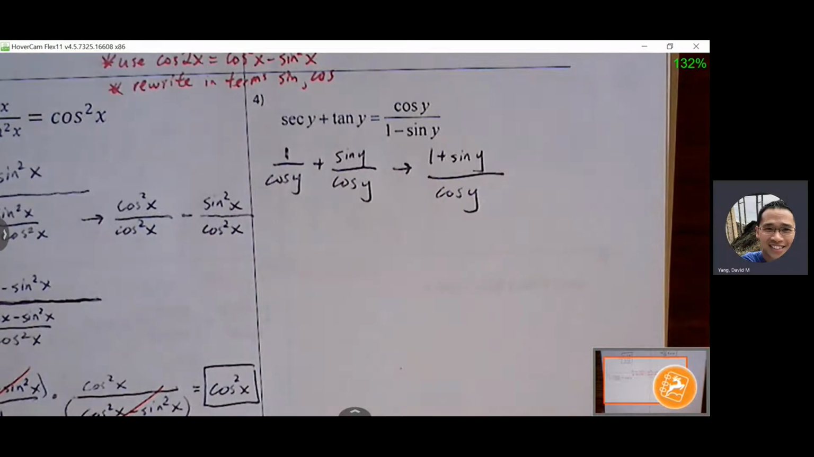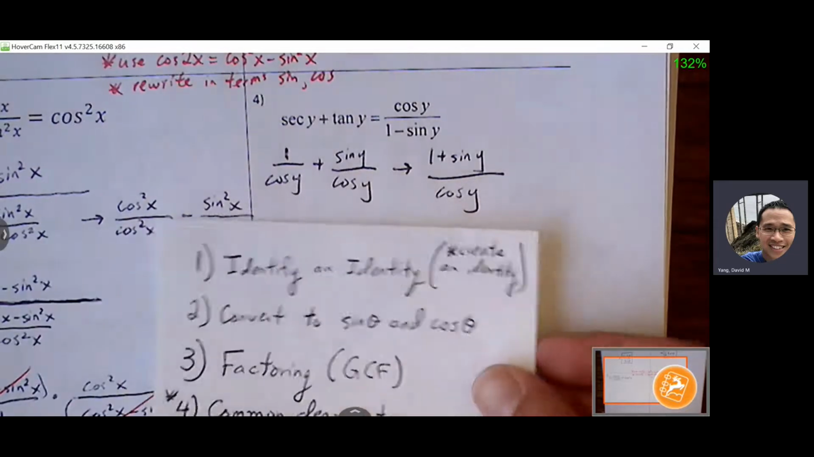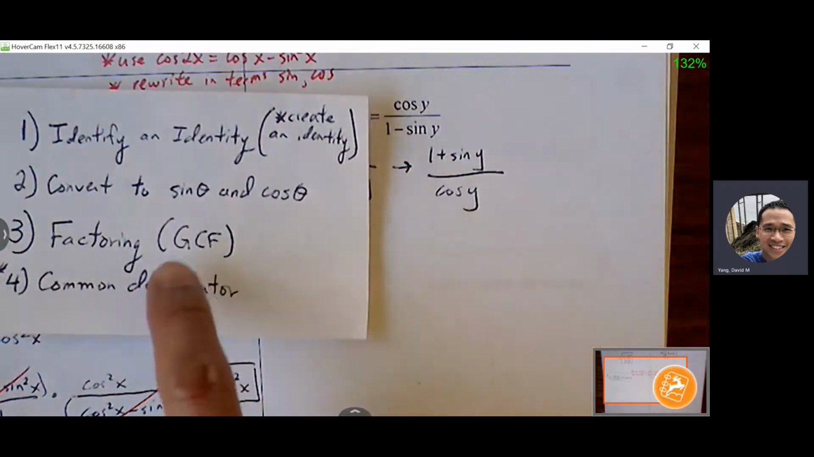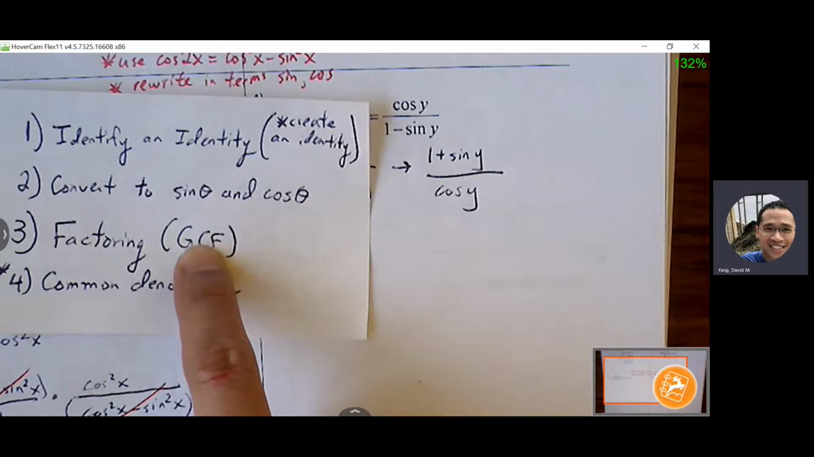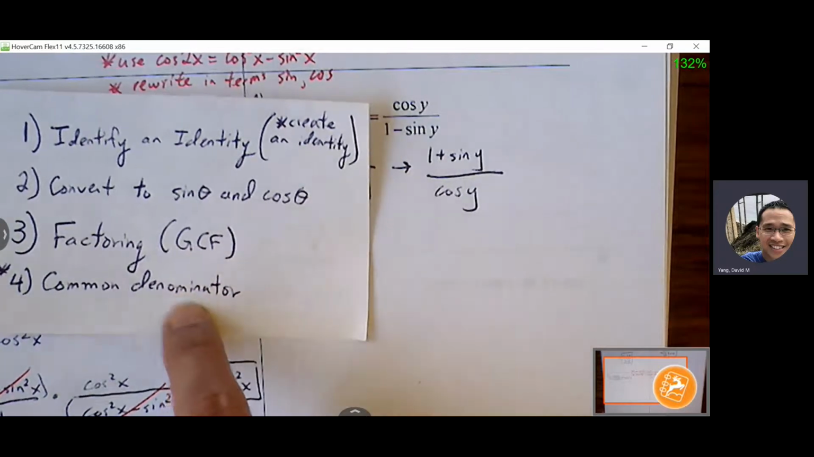Okay. Well, at least we have everything in terms of sine and cosine. That's matching up nicely with the right side, but we're not quite there yet, right? What could we do? Because we really don't have any identity right now. We already converted to sine and cosine. It's not really a GCF. We already have a common denominator.